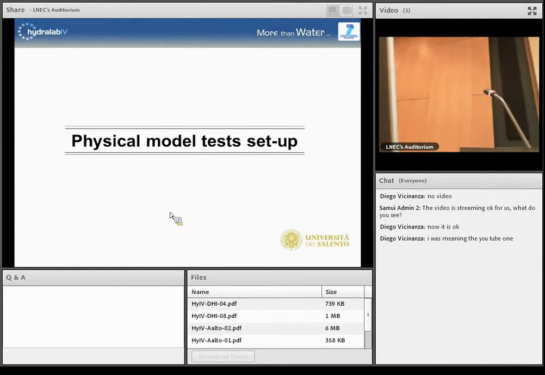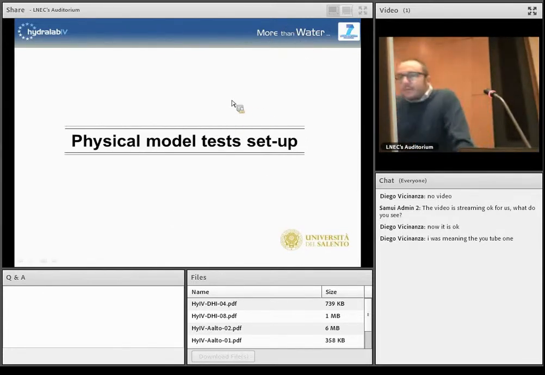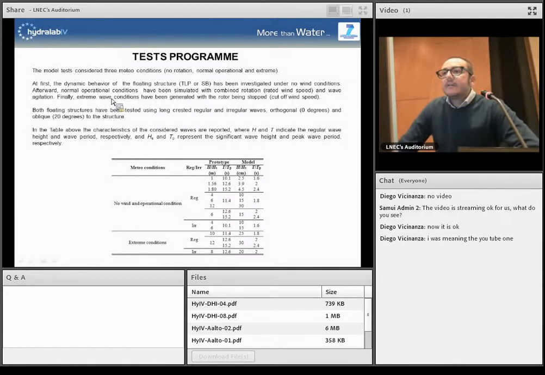Long-crested regular and irregular waves have been generated in the wave basin, considering orthogonal and oblique wave directions with reference to the structure. The table summarizes the adopted meteocean conditions with the characteristics of regular and irregular waves in terms of wave height and wave period.